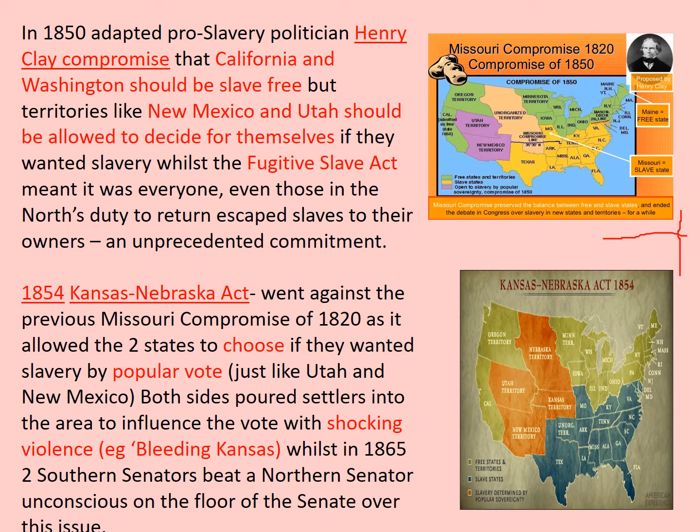Massive, awful violence known as Bleeding Kansas, and the violence even continues into politics. It's a bit later on in this, but 1865, 2 Southern senators beat a Northern senator unconscious on the floor of the Senate over this issue. So over this issue of where slavery goes. So we got a fight back from the South.